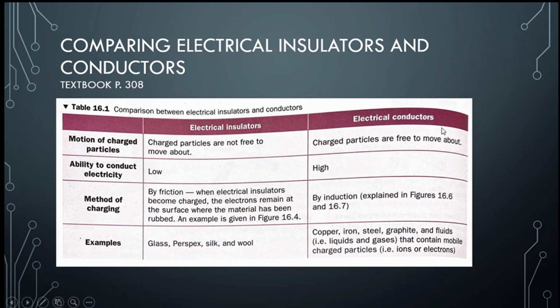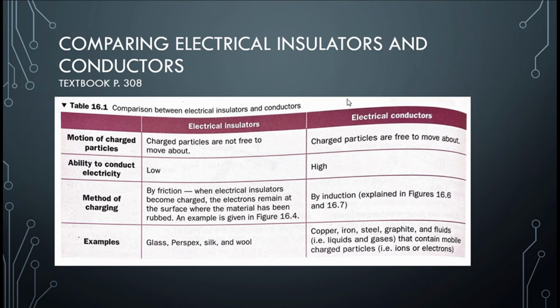Now, in electrical conductors, the charged particles are free to move about. What does that mean by charged particle? Yeah, electron. Next, about the ability to conduct electricity. The ability to conduct electricity in the insulator is low, while the ability of conductor to conduct electricity is high. Now the method of charging. To charge the insulator, you can use the method friction. To charge the conductor, you can use the method induction.